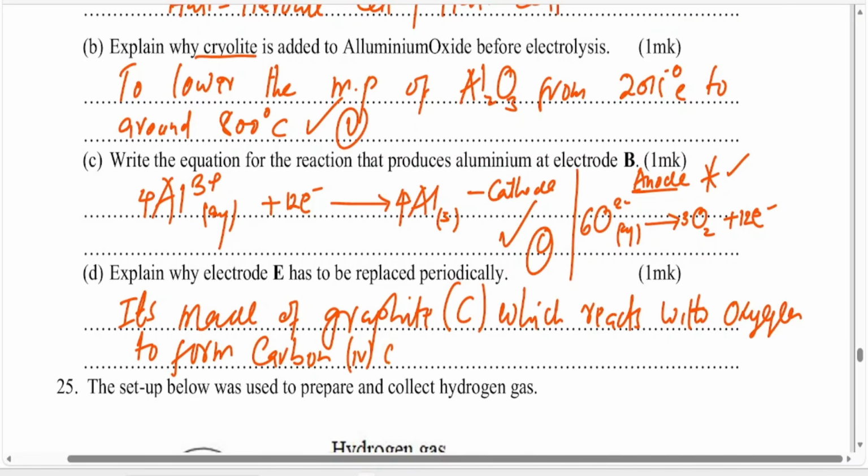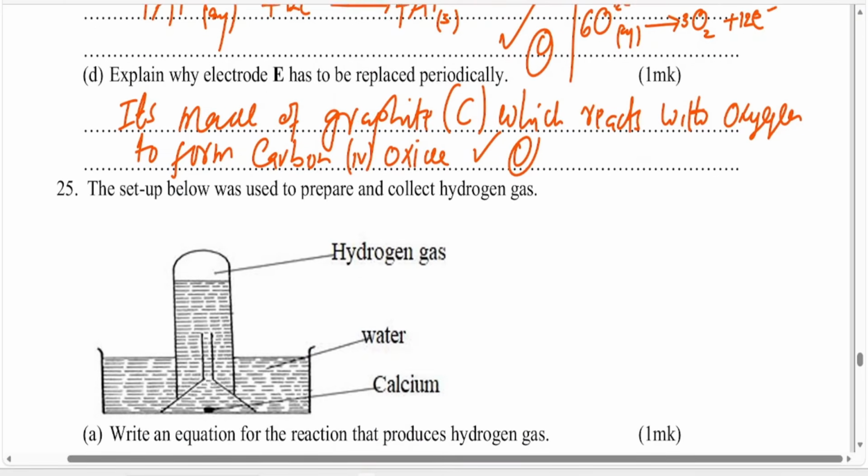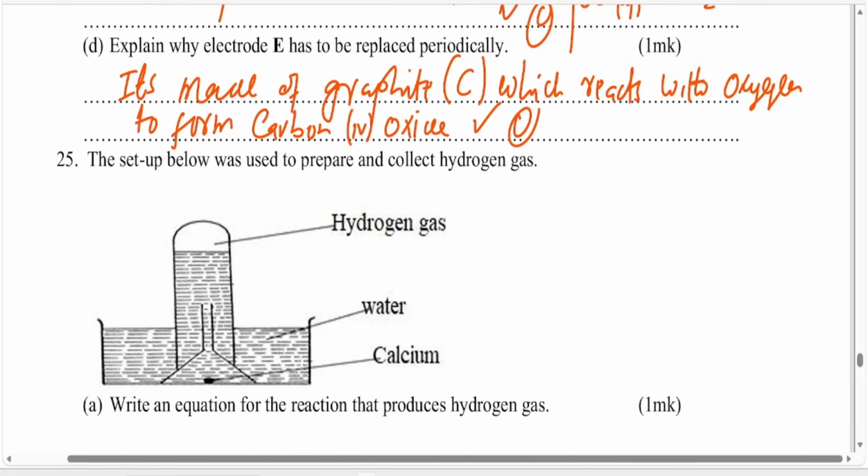So it forms carbon dioxide, it means it wears out, and therefore it has to be replaced periodically. So that gives you 1 mark. Let's move to the next question of this paper.